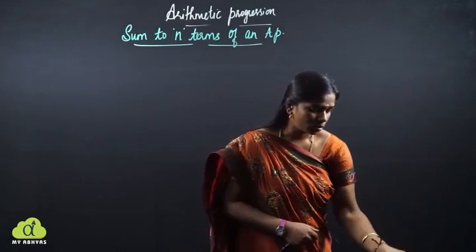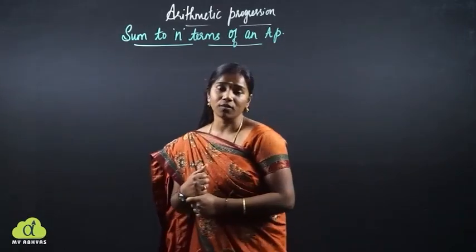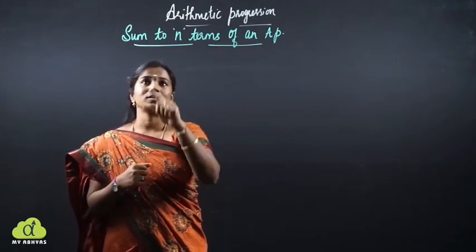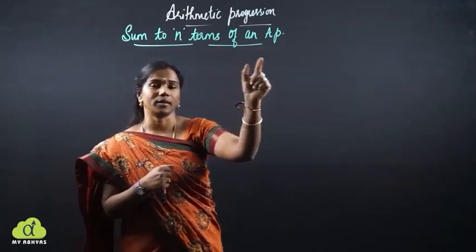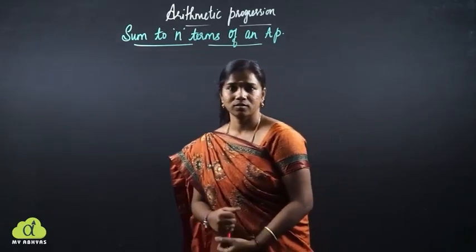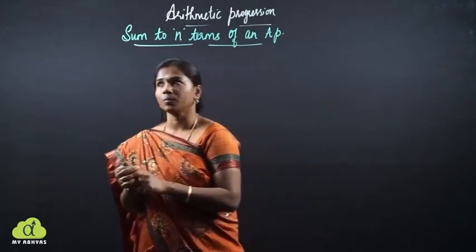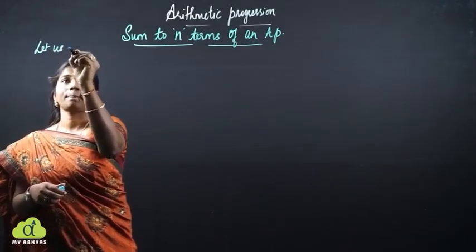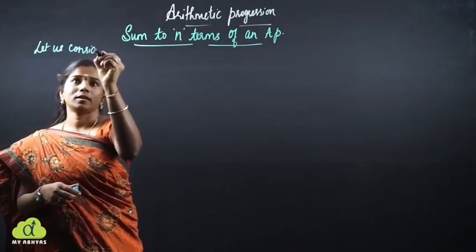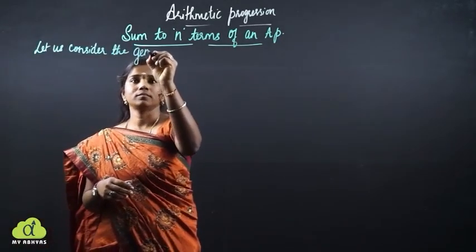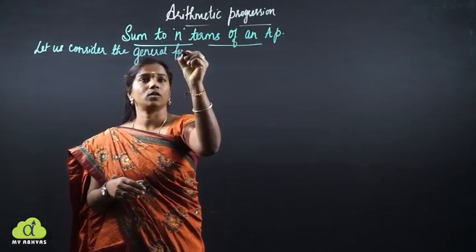So to save our time, we have to use a shortcut that is called the sum to n terms of an AP. Shall we start the derivation now? Let us consider the general form of an AP.